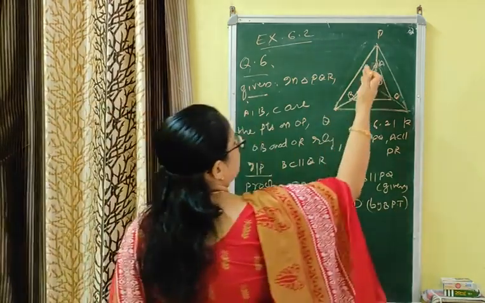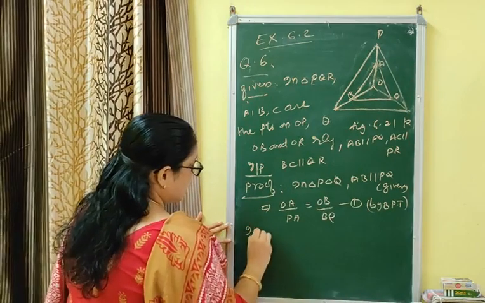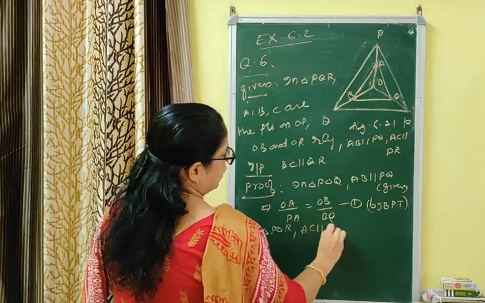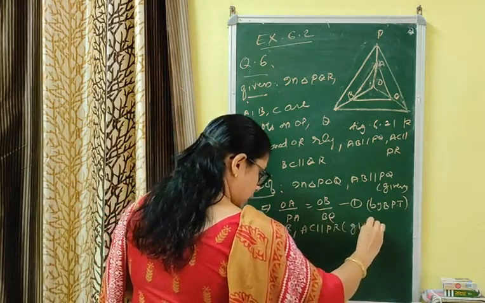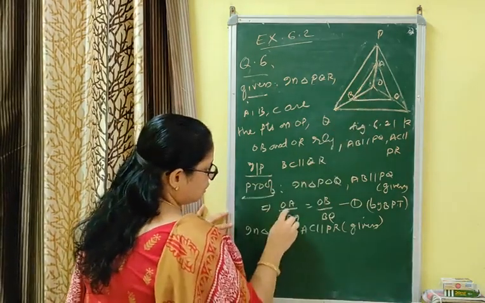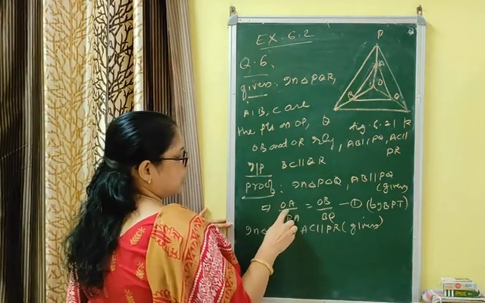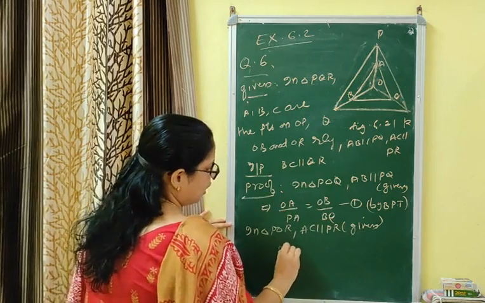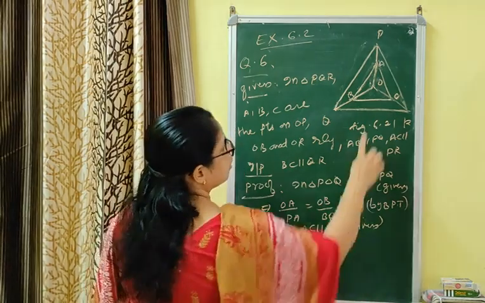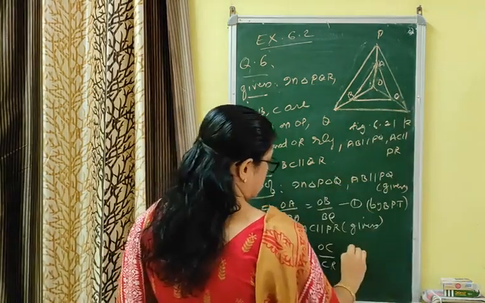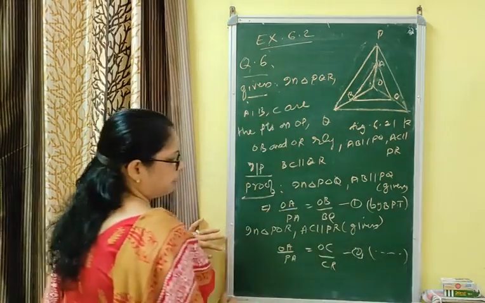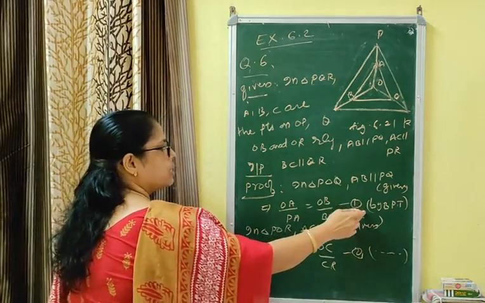Now one more triangle is remaining, that is triangle POR. In triangle POR, AC is parallel to PR, that you are given. That implies, again I am starting from O, so that you will get equations with equal LHS. That is OA by PA is equal to OC by CR. OC इधर से ही स्टार्ट करना. That is equation number 2, again by BPT. No need of mentioning the same theorem frequently. Once you have mentioned it, that is sufficient.